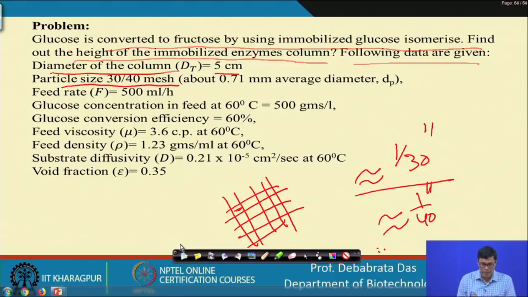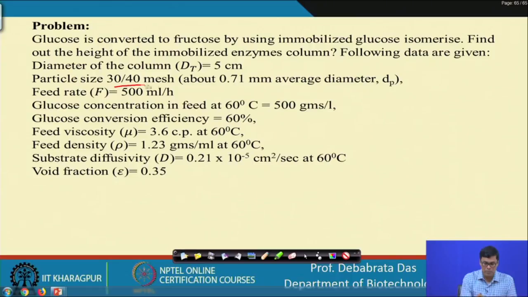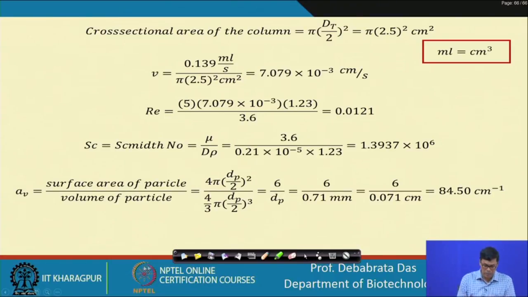So here it is given 40 by 50 mesh, and the feed rate is 500 milliliter per hour. The glucose concentration at 60 degrees centigrade is 500 grams per liter. Glucose conversion efficiency is 60%. The viscosity is 3.6 centipoise. Feed density is 1.23 grams per liter, and diffusivity and void fraction are given. So the question is how you can find the height of the column.